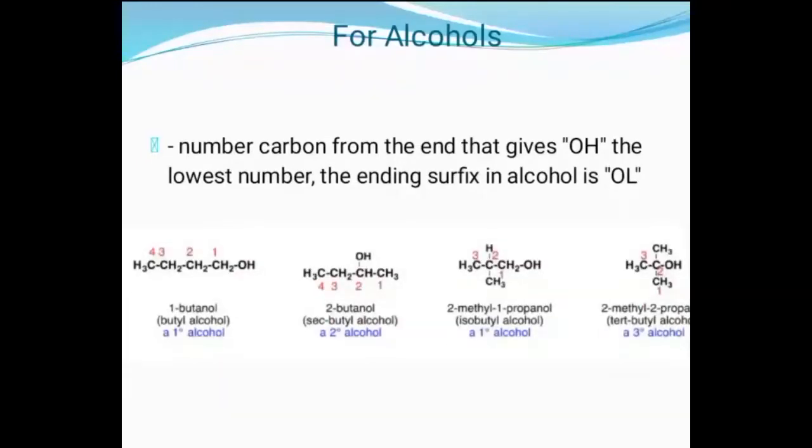The examples are shown in these structures. You can see that in all the structures, the numbering gives the "-ol" the lowest number. The first one is 1-butanol, telling that the OH group is attached to carbon number 1 in the parent chain. Then if you look at the second structure there, you also see that 2-butanol is telling us that the OH group, which is the functional group, is attached to the carbon number 2. And if you look at the numbering pattern, you will see that the OH group is always given the lowest number in numbering.